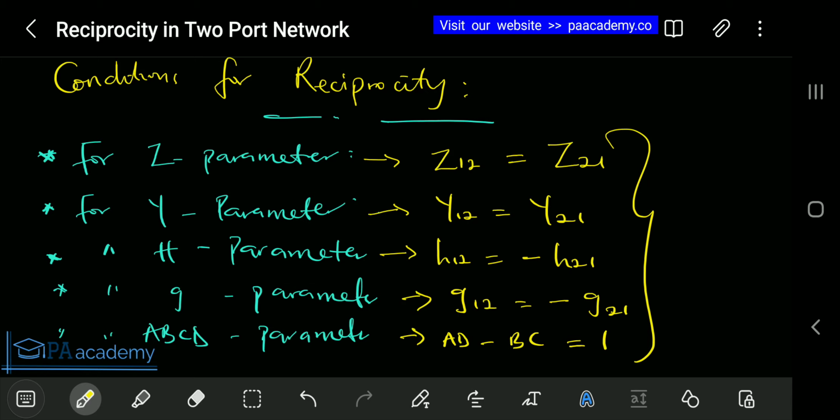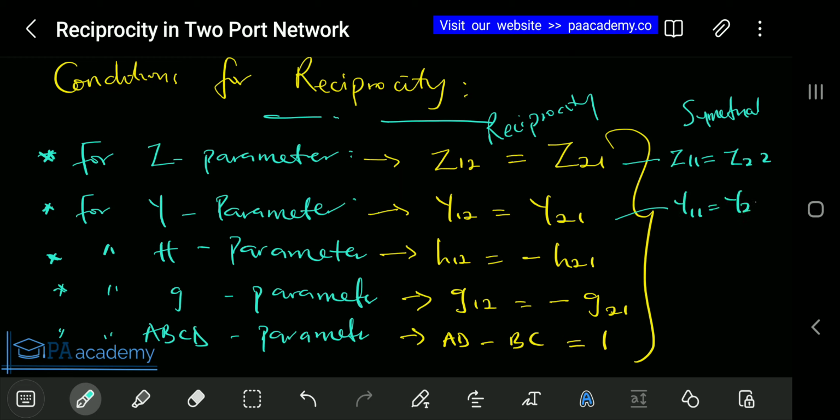This is for reciprocity. Let me put the symmetry conditions on the side so that you can see the difference. If it is symmetrical, you will have Z11 equal to Z22. For Y parameters, Y11 is equal to Y22. For H, the determinant of H is equal to 1. For G parameters, the determinant of G is equal to 1. And for ABCD, A is equal to D. I hope you are seeing the difference between reciprocity and the symmetry of a two-port network. Basically that's what I want to cover in this video.